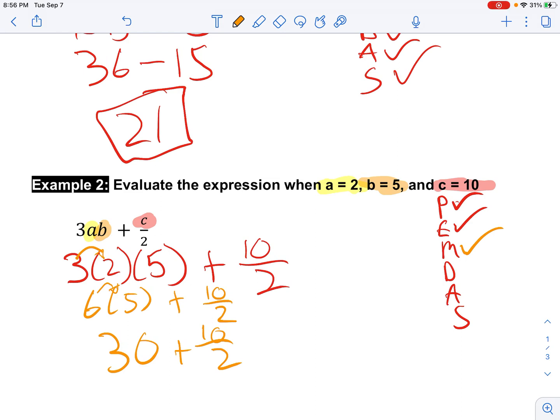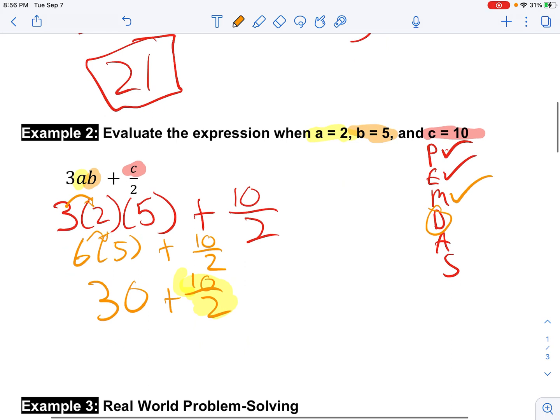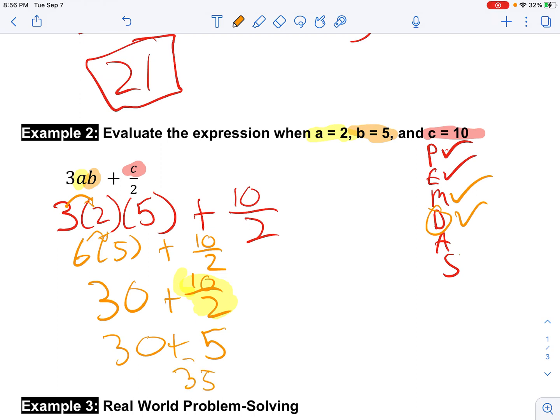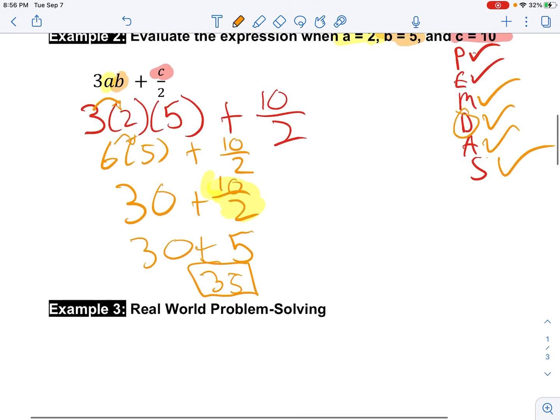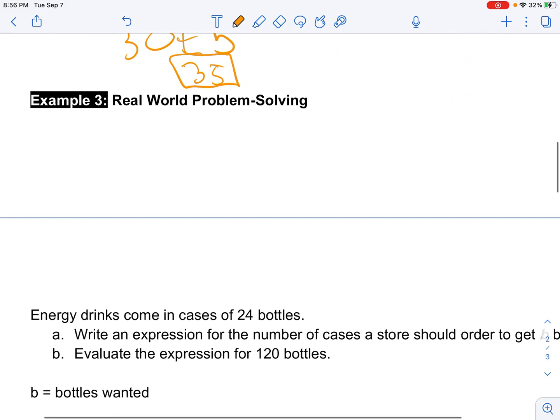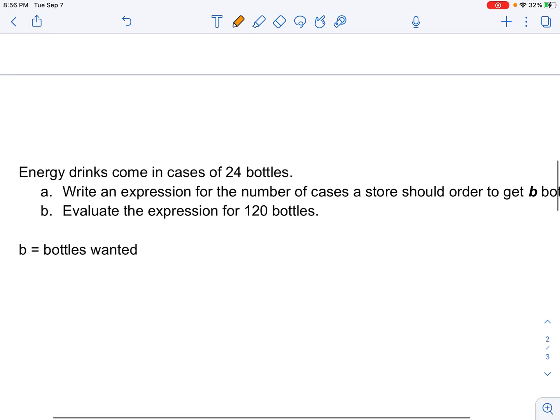Now, I have finished all my multiplication. I do have some division though. So remember, this right here is like saying 10 divided by 2. So 10 divided by 2 is 5. And now all that's left is my addition, which 30 plus 5 gives me 35. Start by taking what you know, plugging it into the equation, and then solving it using order of operations one step at a time. All right, real world problem solving.